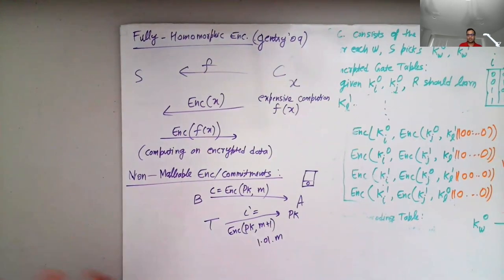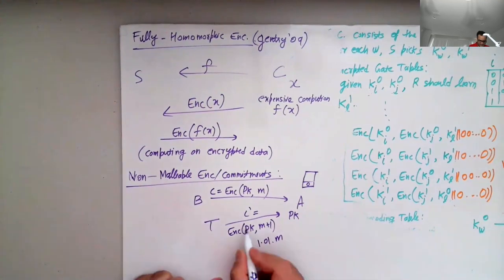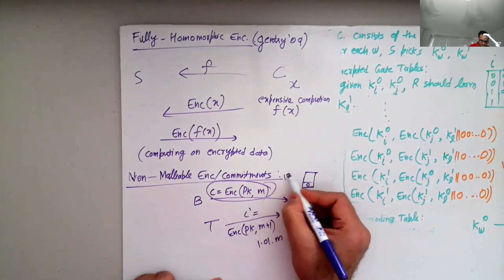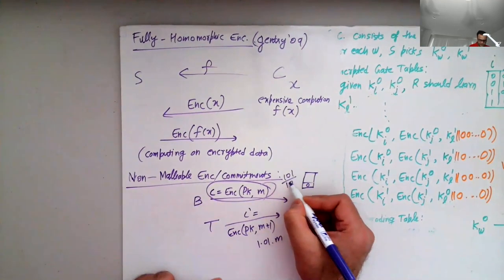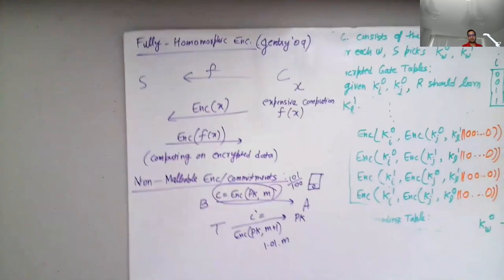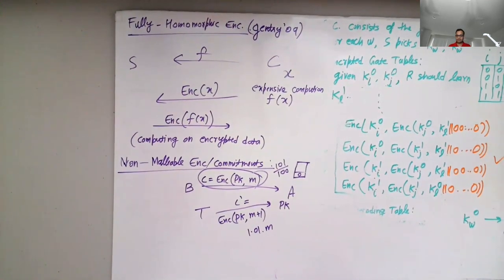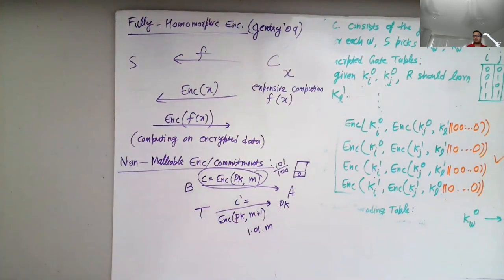And if you have some sort of homomorphic encryption, this is definitely possible. In Elgamal, for example, I can take this ciphertext, I can multiply the message by, let's say, 101 divided by 100. And then what I'm likely to end up getting is something which is just slightly higher than M. Maybe not M plus one, some M prime, which is slightly higher. So definitely Elgamal encryption is not good. Elgamal commitment is also not good. So what you really need here is what is known as non-malleable commitment or non-malleable encryption.